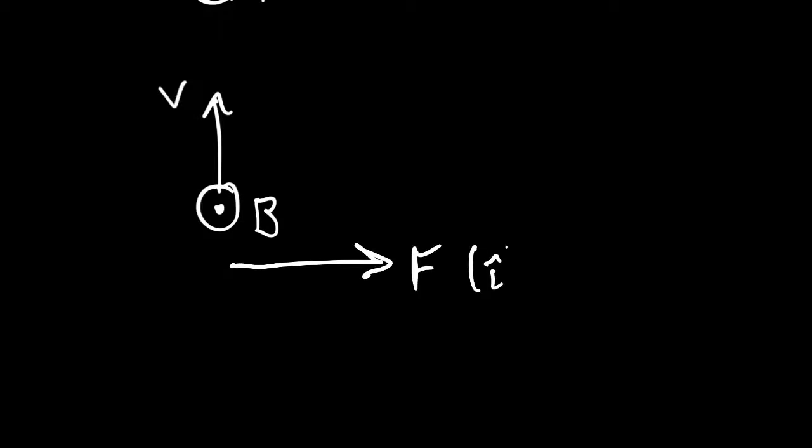Force is in the I hat direction. So what does that little circle dot thing mean? It's an arrow coming towards you, coming out.